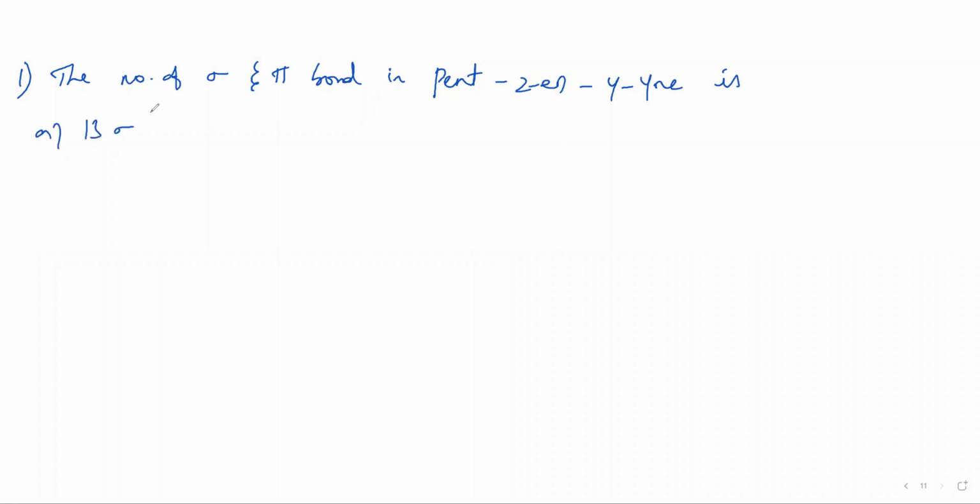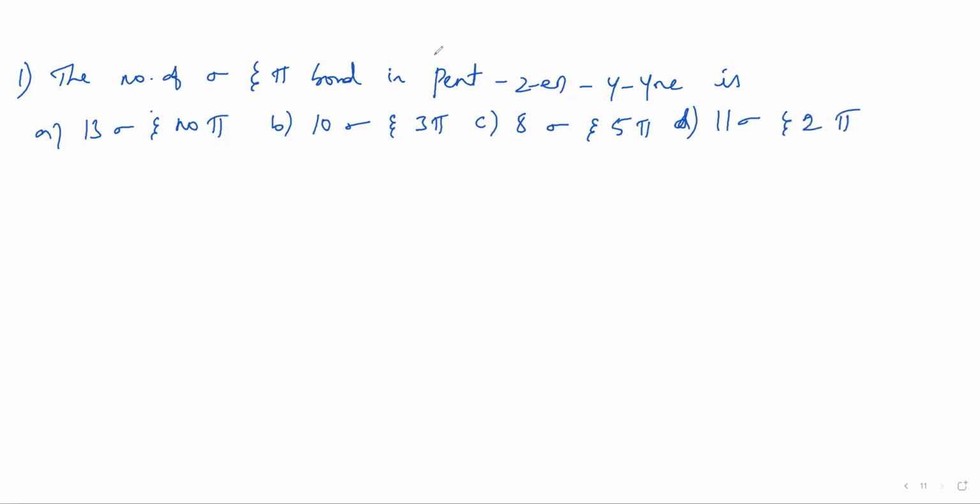Let's solve some questions. The number of sigma and pi bonds in pent-2-en-4-yne is. Options given are: 13 sigma and no pi bond; 10 sigma and 3 pi bonds; 8 sigma and 5 pi bonds; fourth option, 11 sigma and 2 pi bonds.